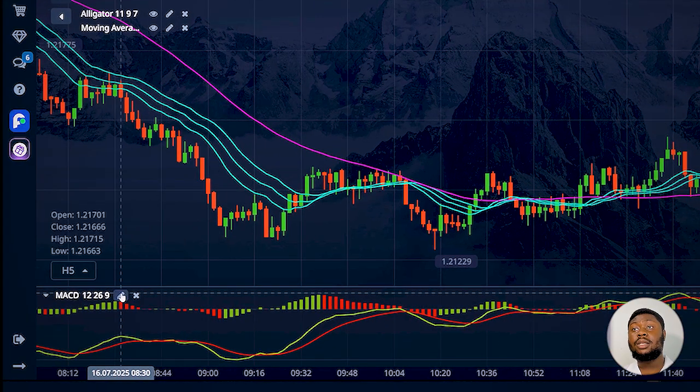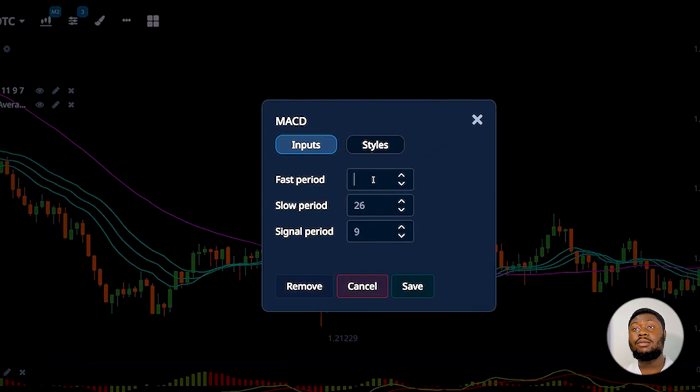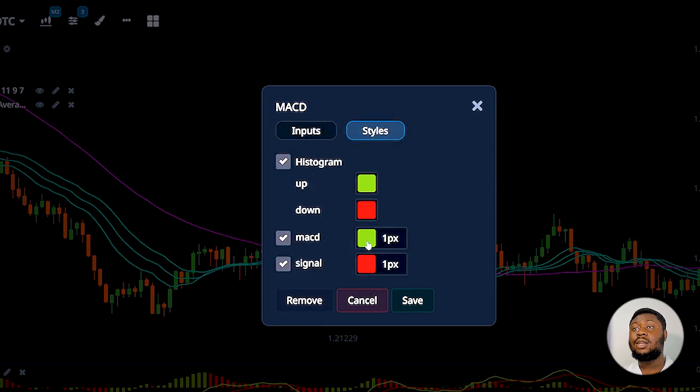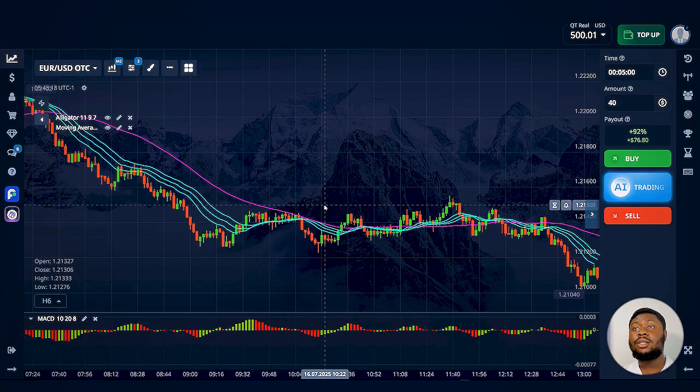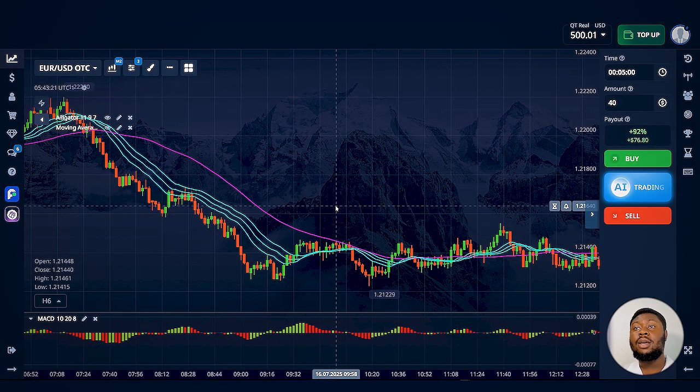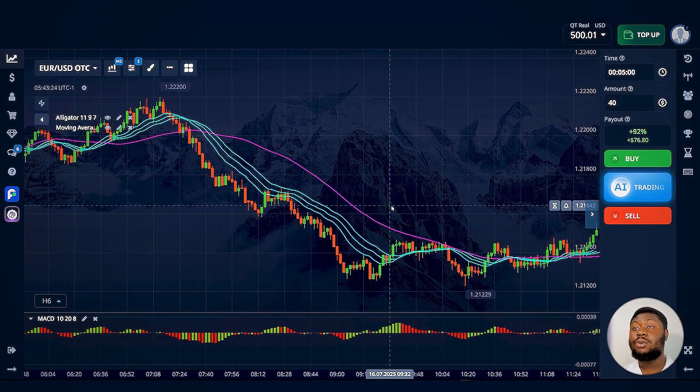And now MACD. Fast period will be 10. I'll also reduce the slow period to 20, and the signal period will be 8. In the indicator style settings, I'll disable the MACD and signal lines as they are not needed. Now that completes the settings. I'll start the session, open trades, and tell you in detail how this strategy works.